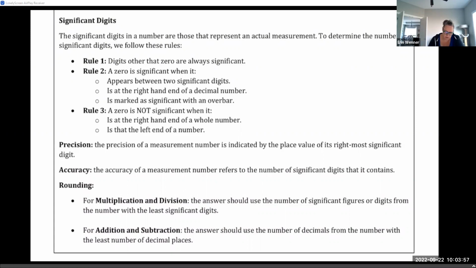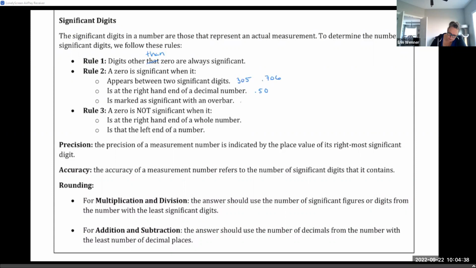Rule 1 says digits other than 0 are always significant. A 0 is significant when it appears between two significant digits. So let's say we have 305, that 0 in the middle would be significant, or 0.706, that 0 would also be significant. A 0 is significant at the right hand end of a decimal number. So say 0.50, that 0 is now significant, or is marked as significant with an overbar.